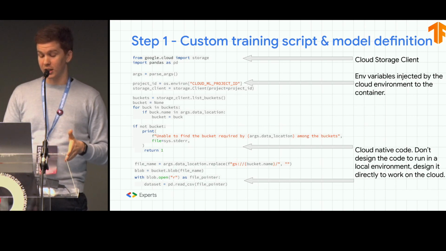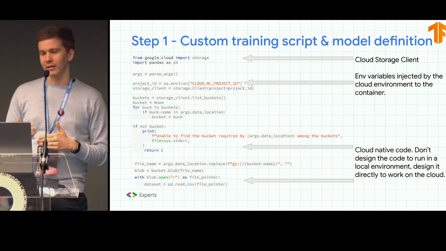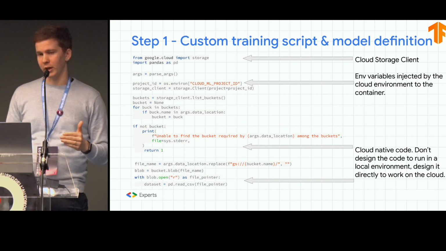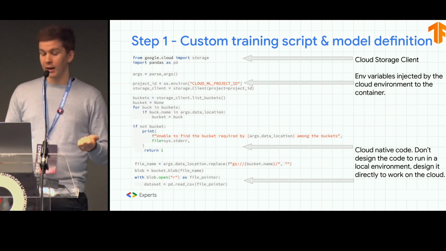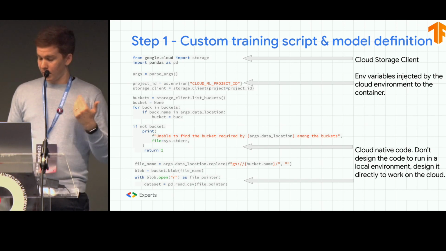We need this Cloud ML project ID variable because when we are interacting with the storage, when we are interacting with any part of the cloud, we need to be authenticated and we need to have all the variables correctly set. Then we use the Google Cloud Storage package in order to list all the possible buckets, and then we are going to search if the bucket specified by the command line exists.